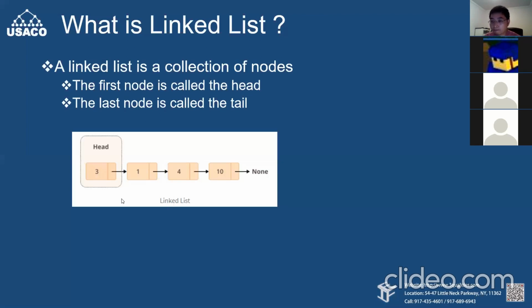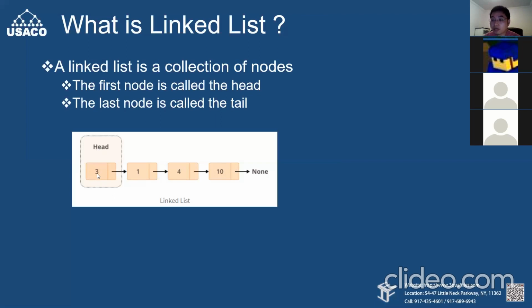Jeffrey, I repeat again. The whole list here contains 4 nodes. Each node has 2 fields. One is data, the value of the node. The other is the next reference, which is a pointer to the next node. The first node of the list is called the head, and the last one is called the tail. The head of this list is node 3.